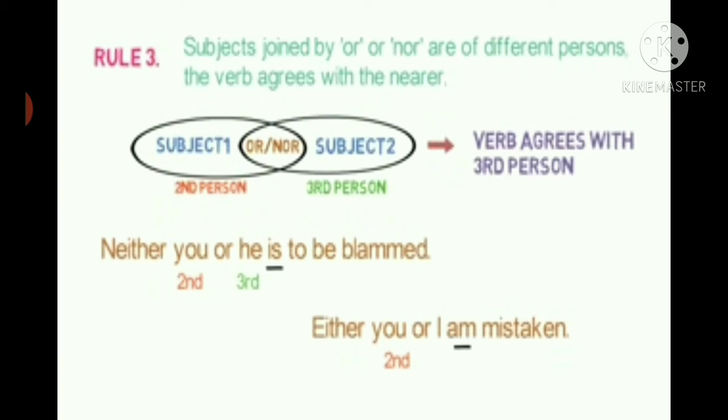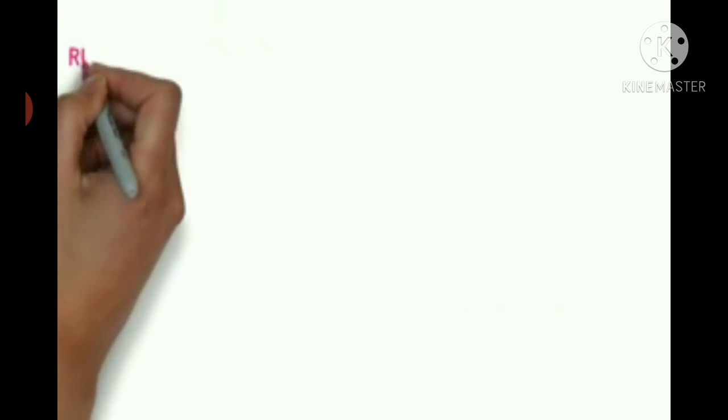See the second one, either you or I am mistaken. So over here again we have to see I is there, second person is there, so that is why am. So we have to see the second subject, and according to the subject we have to choose which verb we are going to use. Fourth rule.